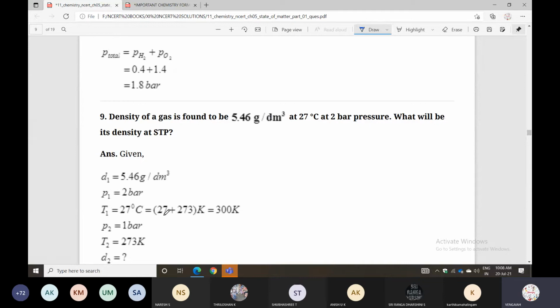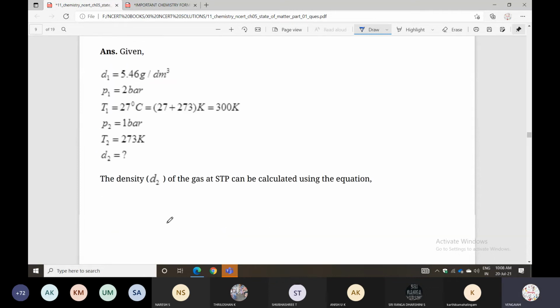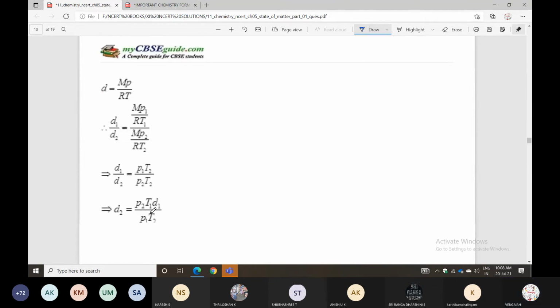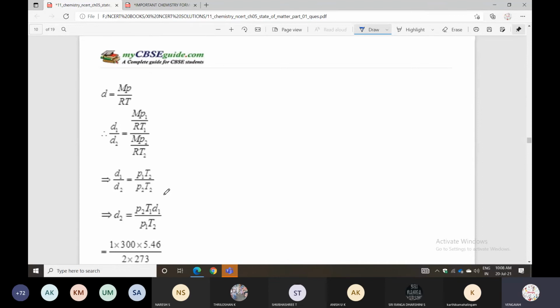T1 is given. For T1 you can take 27 degrees centigrade. 27 plus 273 because of conversion to kelvins. Total 300 kelvins will be there. P2 equal to 1 bar. T2 equal to 273 kelvins. Then D2 you can calculate. So all the values you know, you can calculate by direct substitution. So formula you know. So this formula we have come across many times.